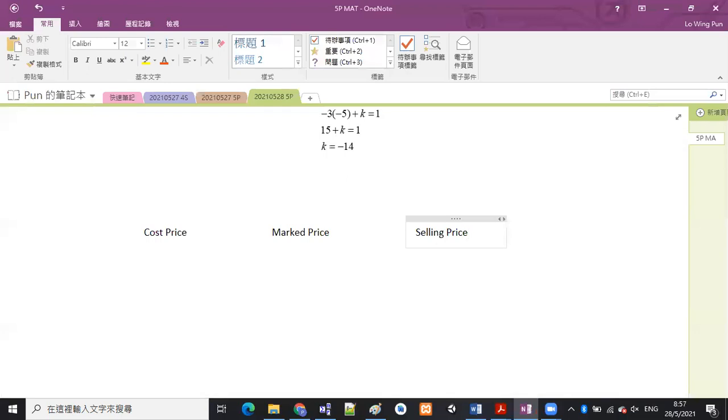Okay, so what are those? If I want to sell you a car, for example, the car that I have used $10,000 to obtain, and I don't want it now, and I put it up for sale. The $10,000, that is the cost price I obtained this car for, will be the cost price in this transaction.